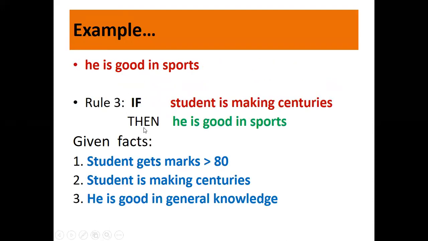He is good in sports is in the goal part of the rule 3, that is he is good in sports. So what fact we could get from here? The fact is student is making centuries, right? Student is making centuries. So starting from the student is all-rounder, we could generate all the sub goals and reach the facts. We could prove the facts are true. A very simple example of backward chaining, right? In forward chaining, we started from the facts and reached the goal. In backward chaining, we started from the goal and reached the facts.